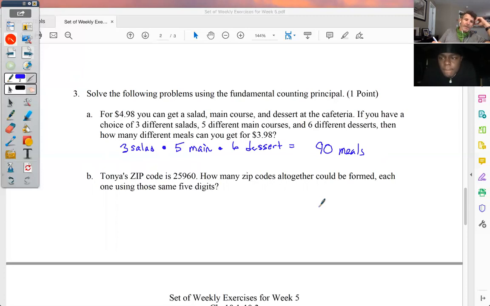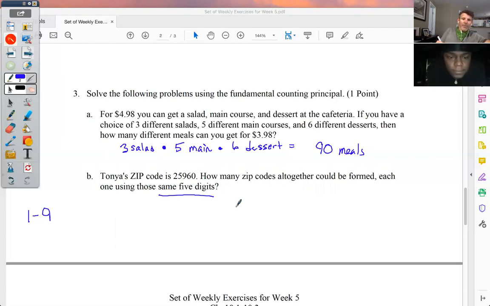Okay, letter B. So in a zip code problem, the biggest thing is to make sure you read and look for whether or not a number can be repeated. It says how many zip codes altogether could be formed using those same 5 digits. Those same 5 digits, not 1 through 10 or 1 through 9. You don't get to use whatever numbers you want. You only get to use 2, 5, 9, 6, and 0. Those are the only ones.